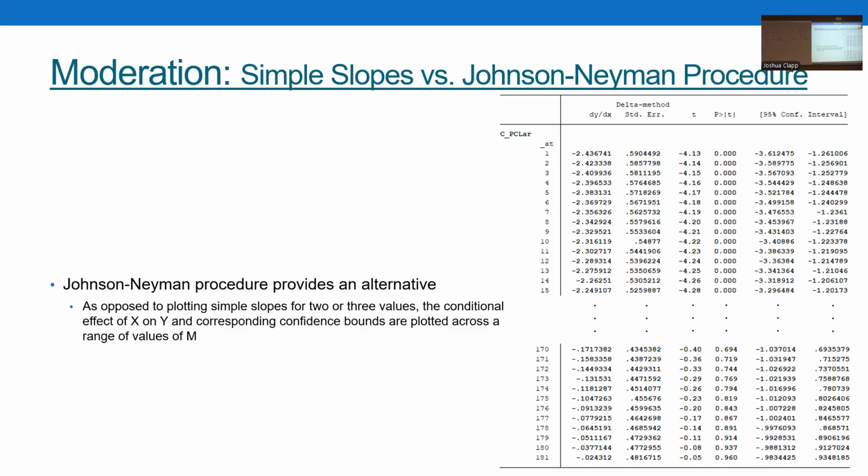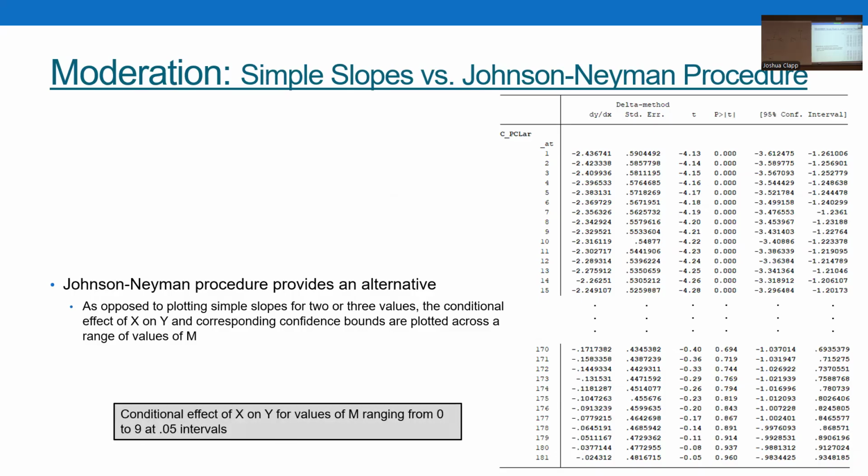of my conditional effect on my outcome at whatever the low bound of my moderator is, and then at a 0.05 increase, and another 0.05 increase, all the way through the full range of the scale, whatever I tell it to do. And in this table here, I've got the conditional effects of X on Y for values of my moderator ranging from 0 to 9 at intervals of 0.05. So this is giving me hundreds and hundreds of individual simple slopes.